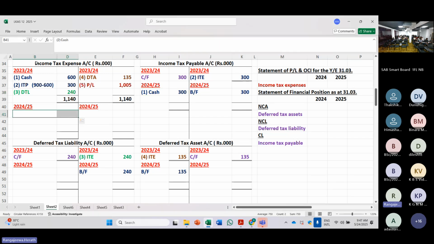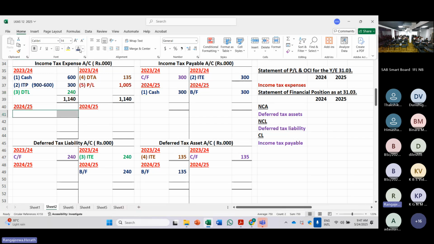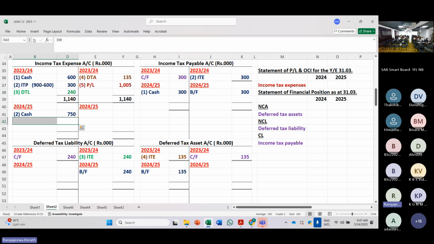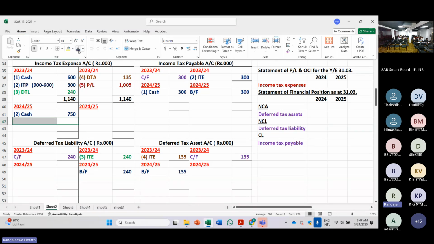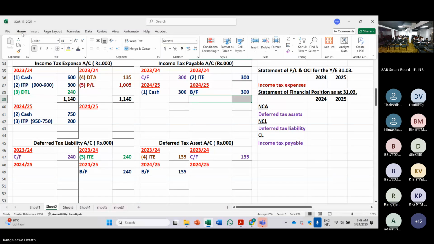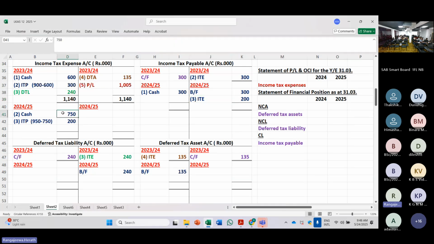Then tax paid under self-assessment for the second year 750. Total tax liability 950. So we have 200 payable. You can transfer that into tax payable account. Right? Tax paid under self-assessment, cash credit, tax expense debit. End of the year tax payable 200, tax expense debit, tax payable credit.